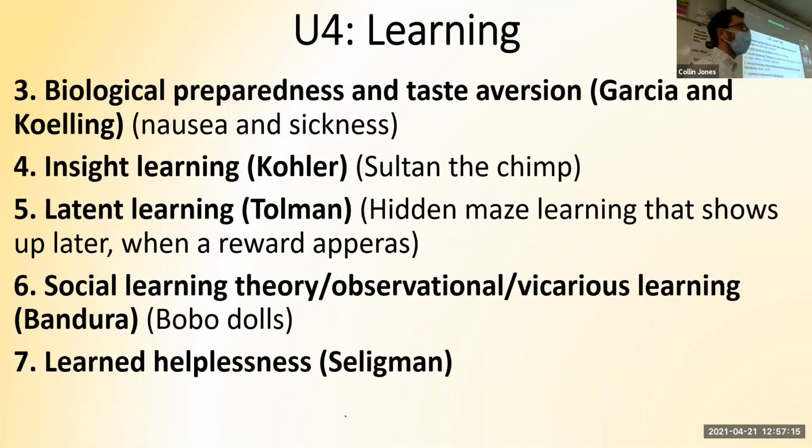All right, standards 3 through 7, all on one slide here. Quick refreshers. This is all part of the learning unit. Biologically, there's only so much we can do. Are we ever going to be able to learn how to fly? No, we cannot fly. Foods that make us throw up will make us sick. Raccoons will always try and wash their food. That's called biological preparedness. Our bodies are prepared to learn certain things better than others.